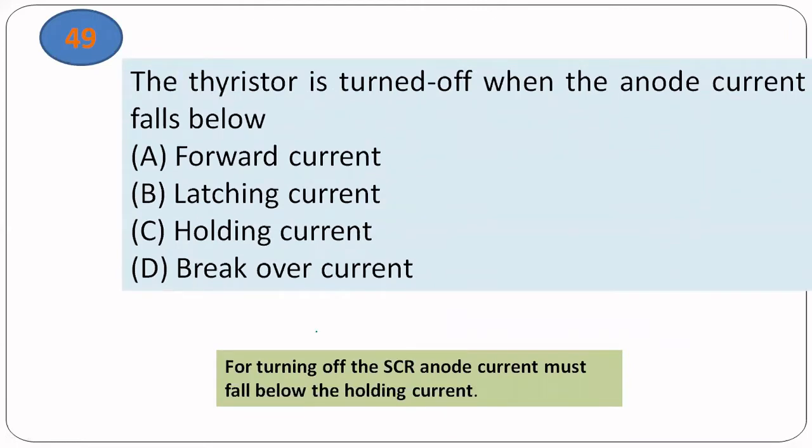This is again a continued topic about power electronics. The thyristor is turned off when the anode current falls below? So remember that there are 2 concepts in the thyristor turn-off behavior. One is called latching current, another one is called holding current.